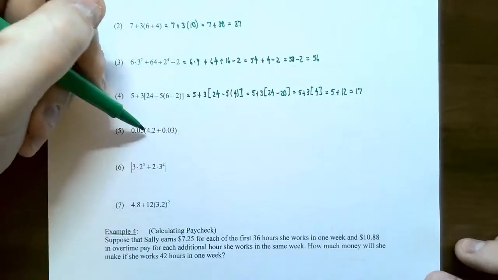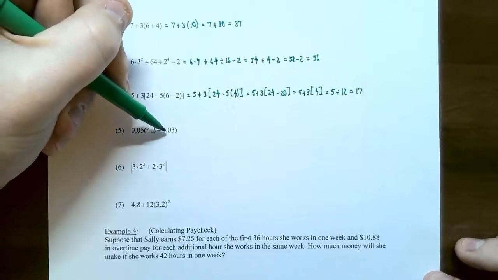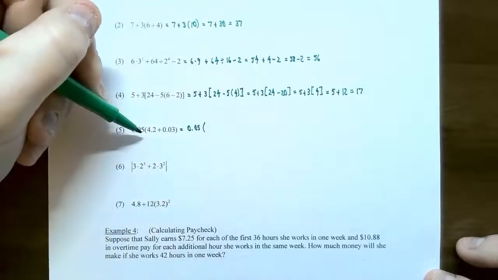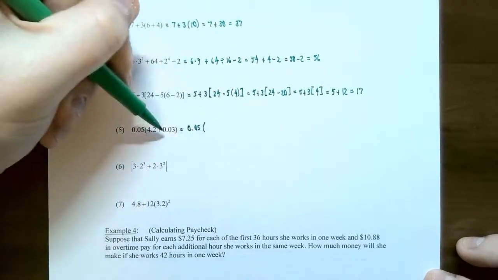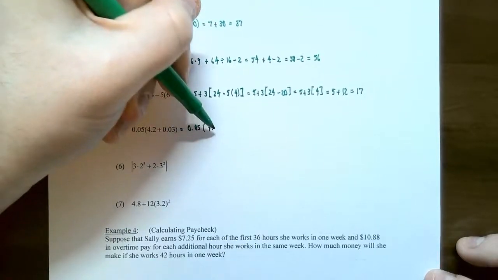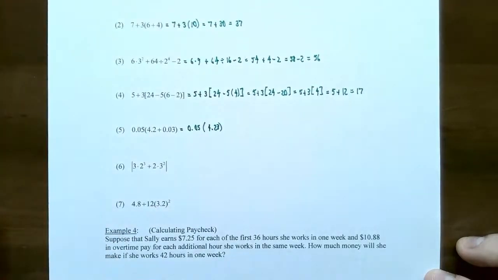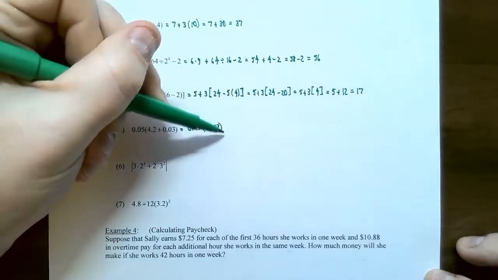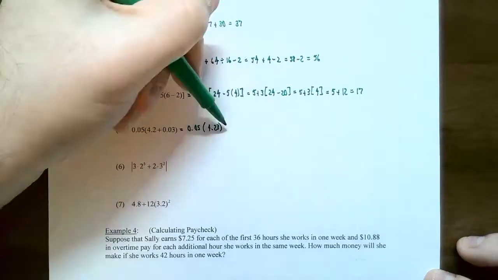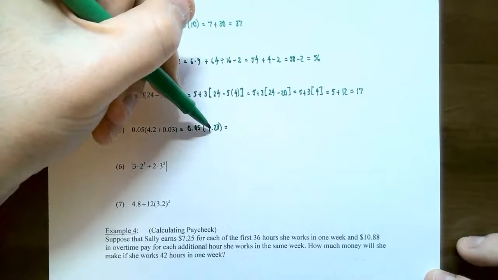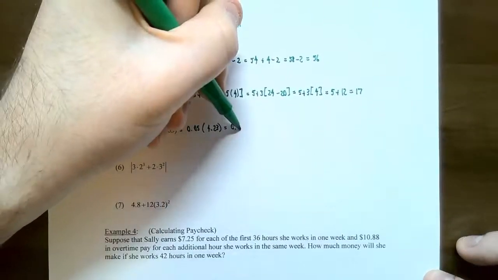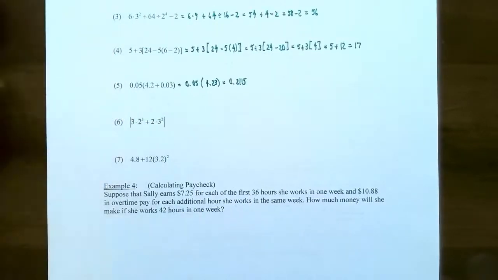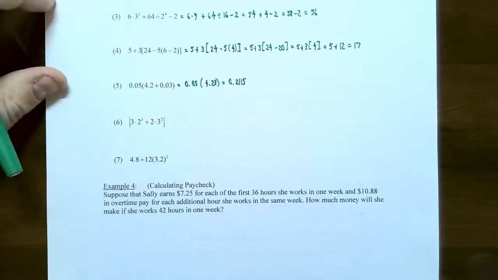So inside the parentheses you have 4.2 plus 0.03. Let's do that first. So 0.05 times, because the parentheses means multiplication, 4.2 plus 0.03. That would give you 4.23. And now, again, since there's no operation between 0.05 and the parentheses, that means multiplication. So 0.05 times 4.23 gives you 0.2115. Okay, number 6. This time you have absolute value and exponents and multiplication and addition.